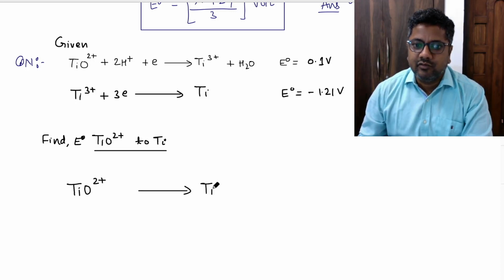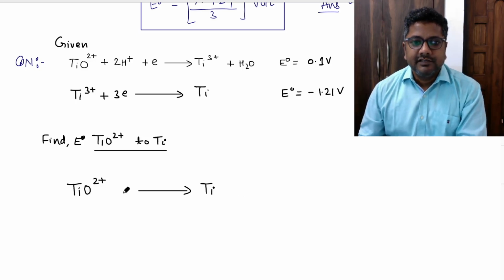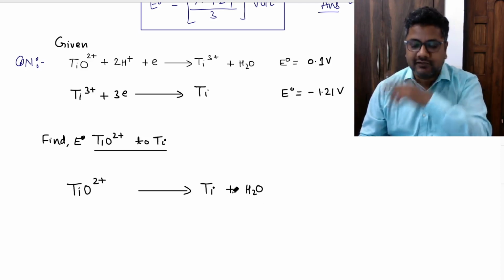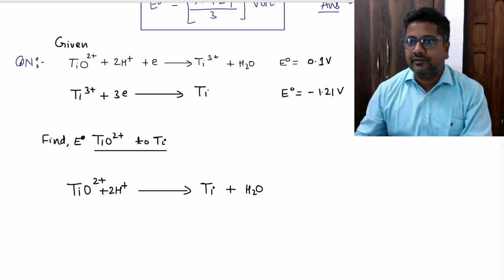So one more time you will learn how to balance this equation by the ion electron method. First you have to see the elements other than hydrogen and oxygen. The element other than hydrogen and oxygen is titanium. So titanium here, 1 mole, it is balanced. Now balance the oxygen by addition of water. One oxygen is there, so you have to add one water on this side. Now balance the hydrogen by addition of H plus. Here 2 hydrogen, so you can add 2H plus, right?